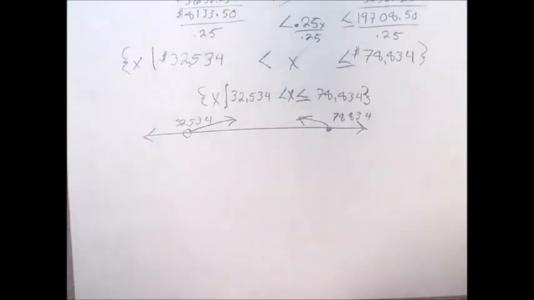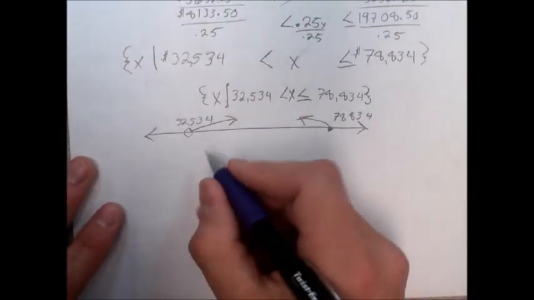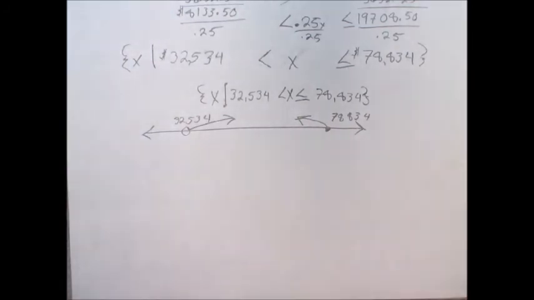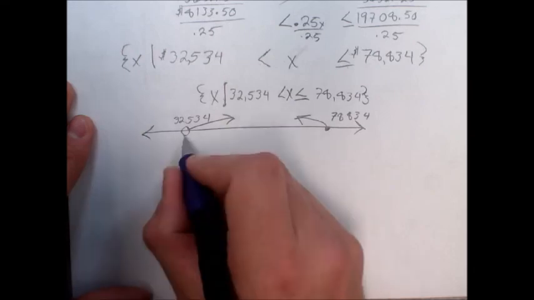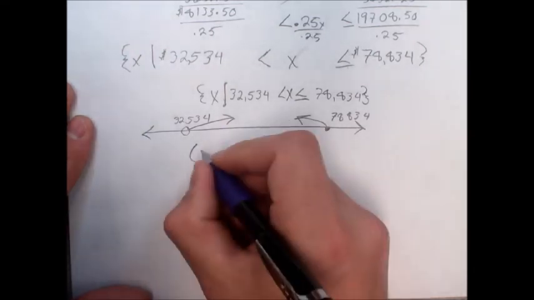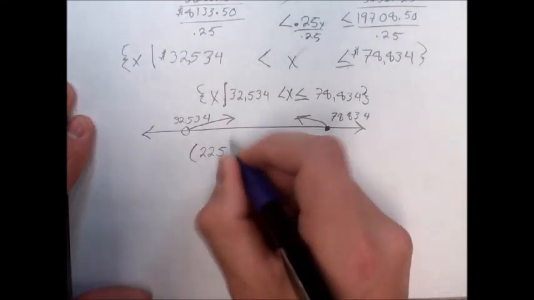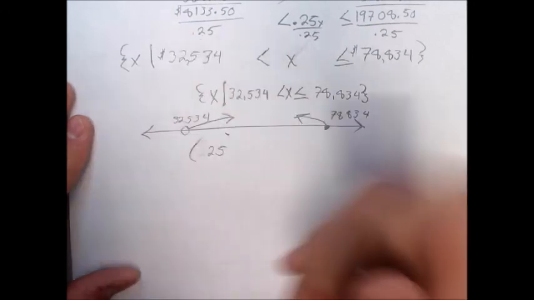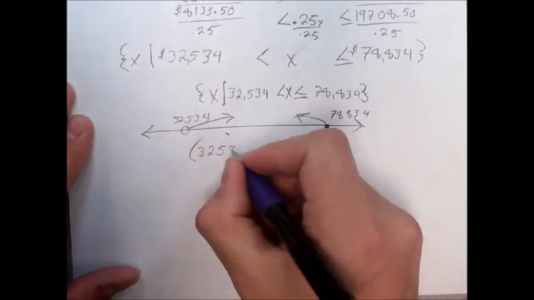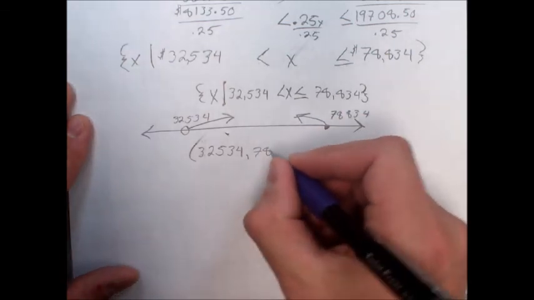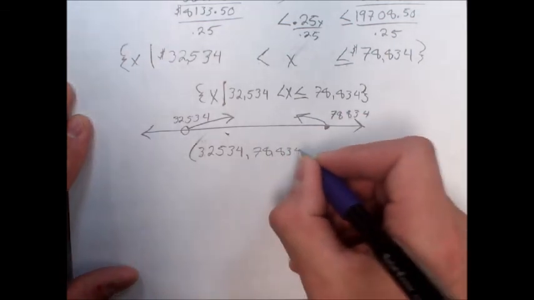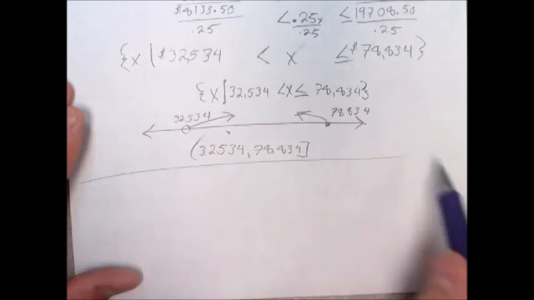So I graph this to help me write it in interval notation, so I know which way I have to write it. So I start out with a parenthesis. I write down my number, 32,534. And I put a comma in between, and I end up at 78,834 with a bracket. Okay? And that's really it.